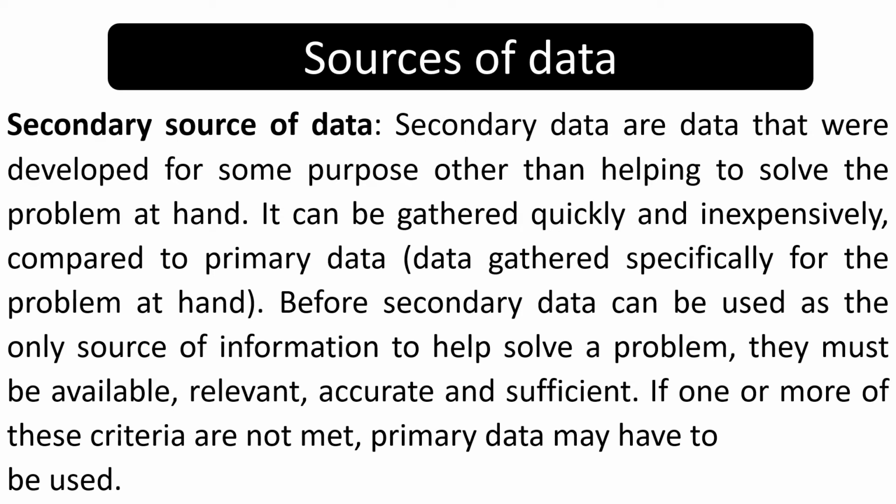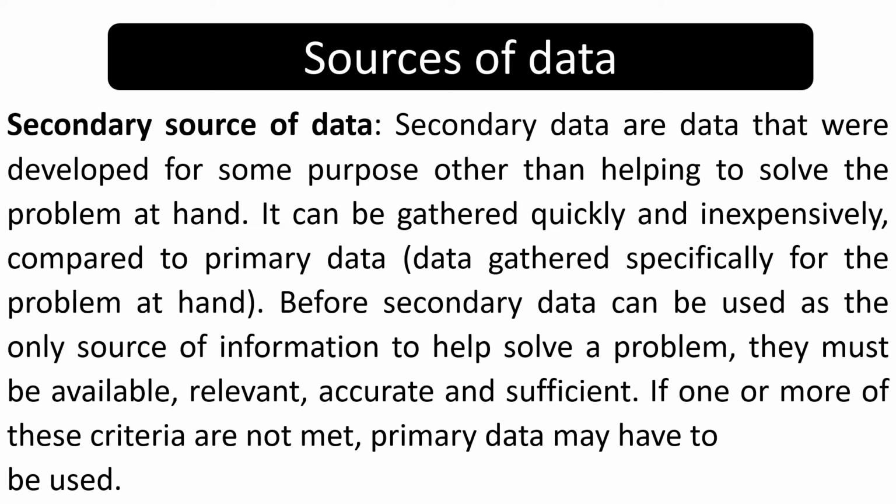So before secondary data can be used as only source of information to help solve a problem, they must be available, relevant, accurate, and sufficient. If one or more of these criteria are not met, primary data may have to be used. So we don't just use secondary data anyhow. You must make sure that the data is available, is relevant, is accurate, and sufficient.